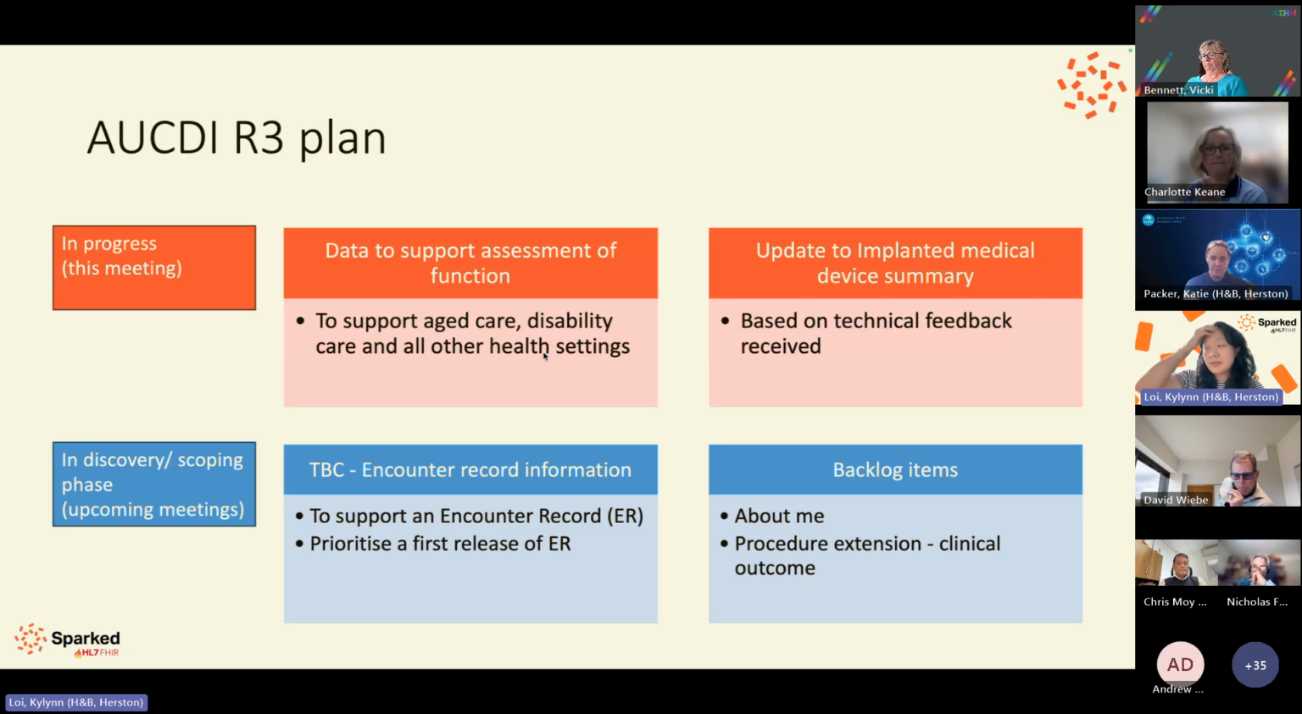And we still have a couple of items that were identified as priority from the backlog from our last in-person CDG, and that's About Me and the procedure extension, which is clinical outcome. Those two just need a little bit more work. So we're working through what that actually means for AUCDI. Whether it makes it into AUCDI R3 or not, we still need to make a decision, but we're working through what we actually want to include for AUCDI.